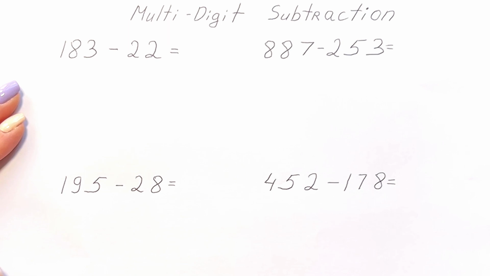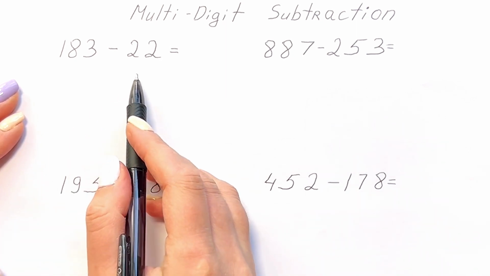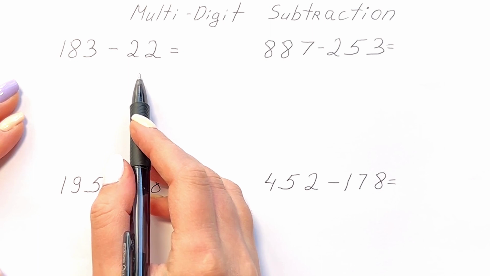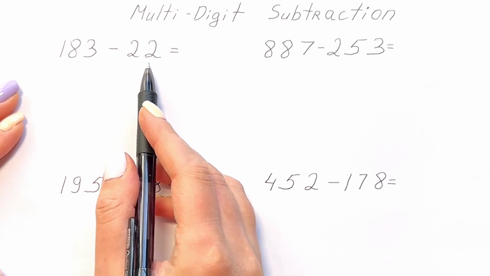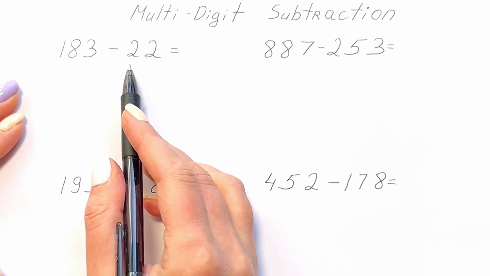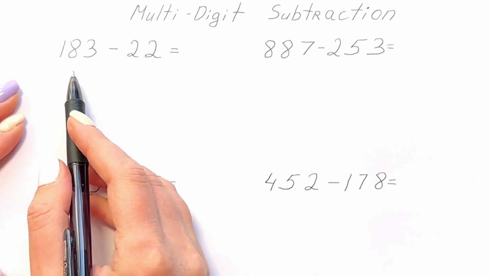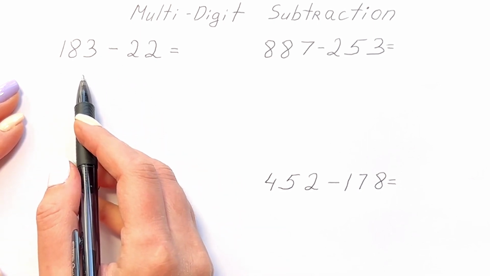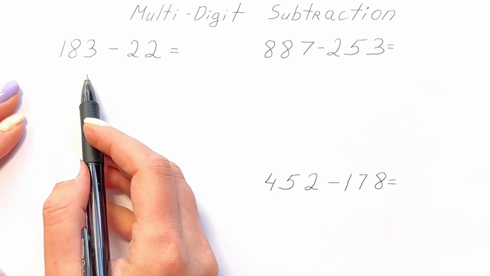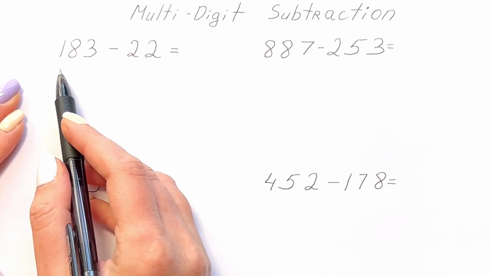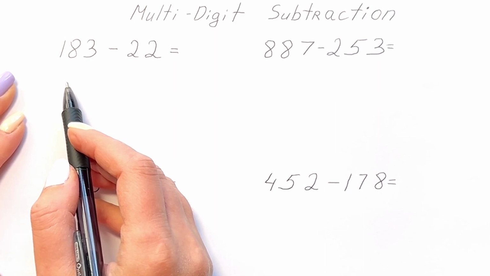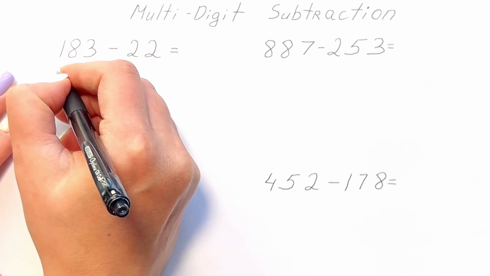In this video, we are going to learn multi-digit subtraction. What is a multi-digit number? A number that has more than one digit in it. 22 is a two-digit number that has 2 in the ones place and another 2 in the tens place. 183 is a three-digit number that has 3 in the ones place, 8 in the tens place, and 1 in the hundreds place. First step, we have to line up these two numbers by number places.